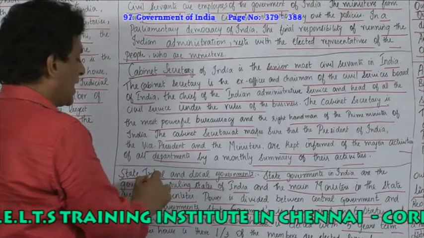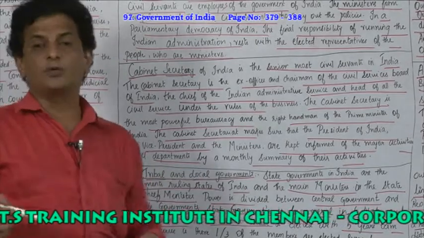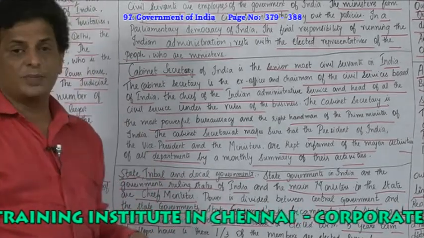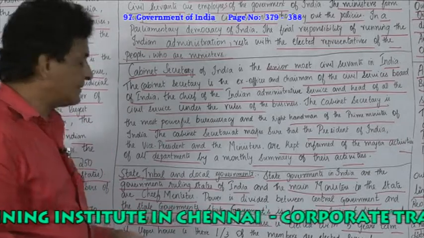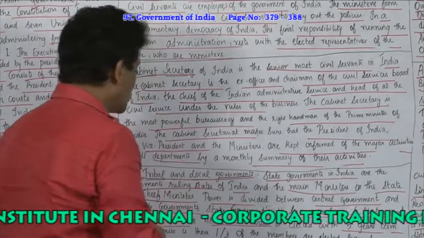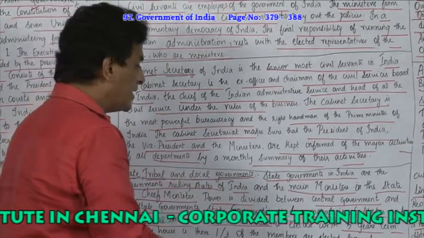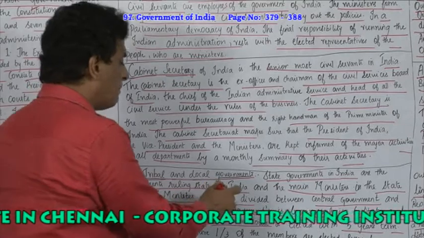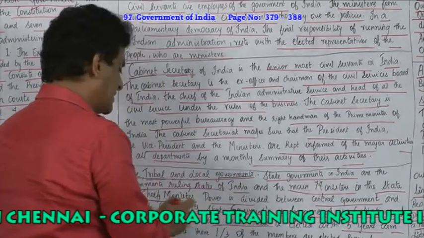Next, state, tribal and local government. Now, you are coming to state government. Now, we are coming to tribal government and local government, all the panchayats and state governments. State governments in India are the governments ruling the states of India, and the main minister in a state is the chief minister. Power is divided between the central government and the state governments.